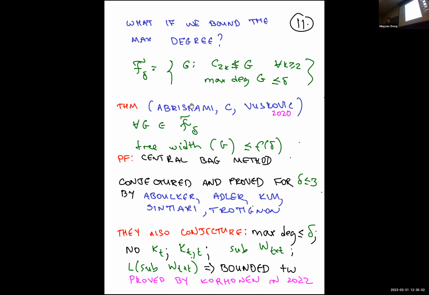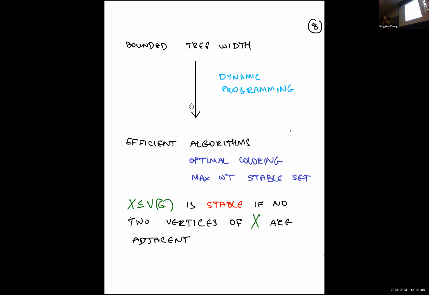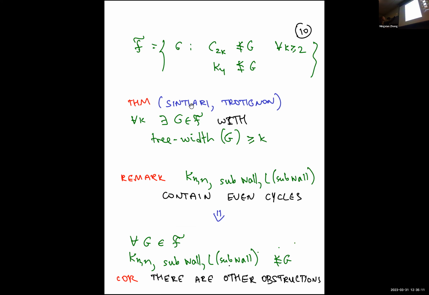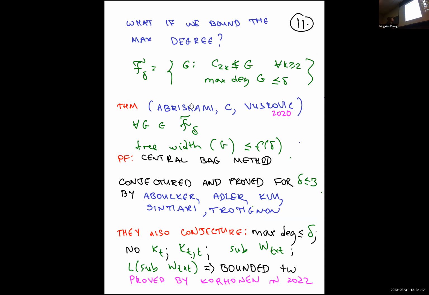So then they said, well, maybe if I bound the degree, then these obstructions are sufficient. Or at least in this family, the family with no large clique and no even cycle, bounded degree guarantees bounded treewidth. That's what the question is. So there was a theorem of my student Abrishami, Chudnovsky, Milanič, and myself. And they conjectured that if you bound the degree, then forbidding the initial list of obstructions I showed you guarantees bounded treewidth. And that was proved by Korhonen in 2022. So unfortunately, that closed the bounded degree case.